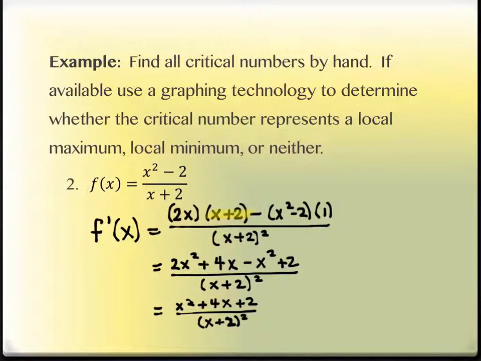So my critical points are going to be where, if I want to set the whole thing equal to 0, it's equivalent to asking where the numerator is equal to 0. Because if the top equals 0, I can divide it by anything except 0, and I'll have a 0 for my function. So I really just want to know where the top is equal to 0, and this is a little bit trickier.